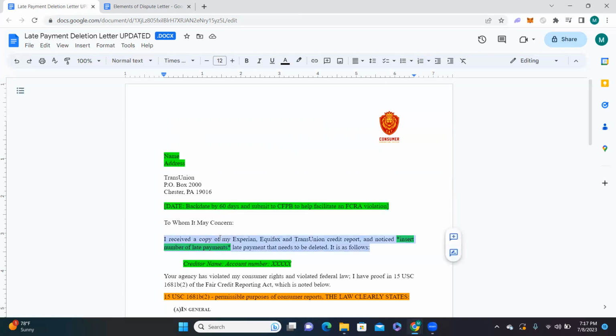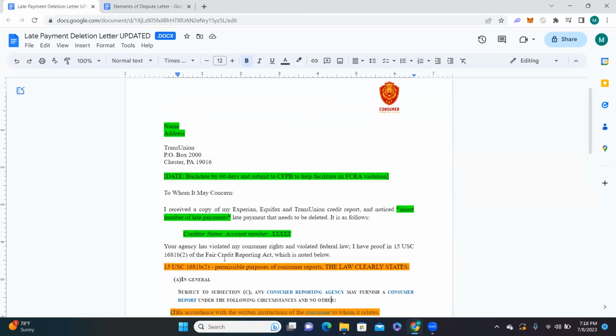The colloquial speech: I received a copy of my Experian report, notice the number of late payments that need to be deleted is as follows. So just bring it to their attention what happened. And then we let them know what they violated, right? So just basically going off of what I just told you. Your agency has violated my consumer rights, violated federal law, 1681b(a)(2), permissible purpose.